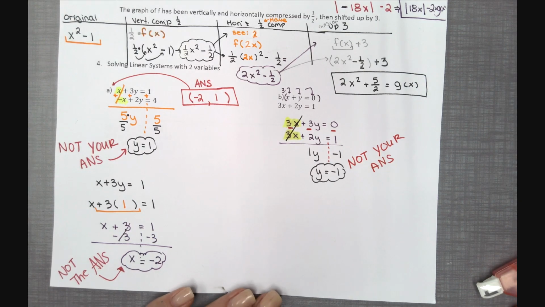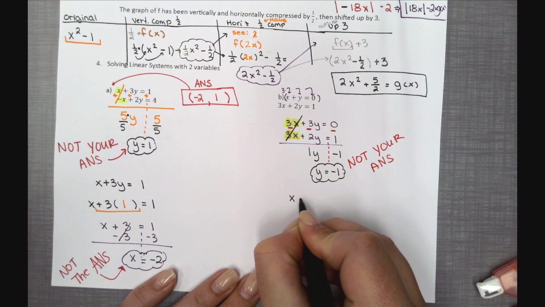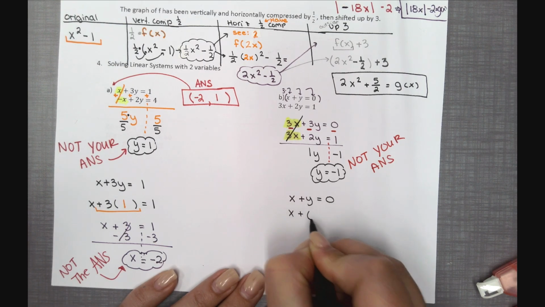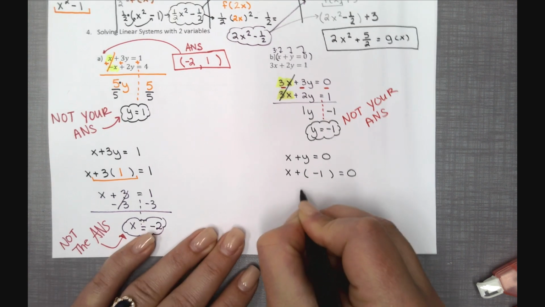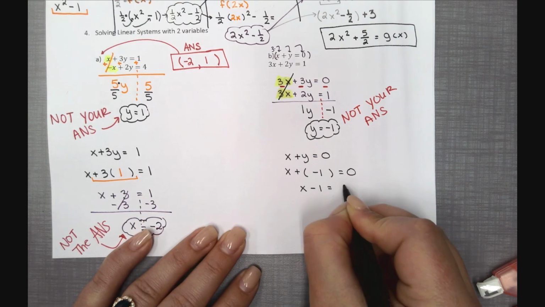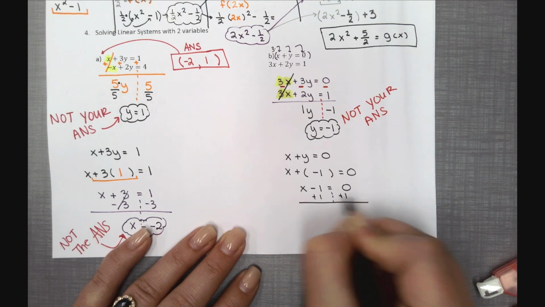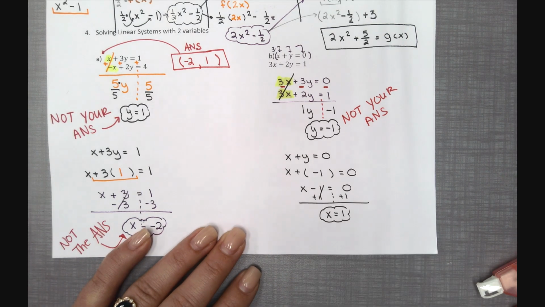Pick one of the original equations. I usually choose the first one. First one unaltered is x plus y equals 0. I'm going to open up for y because that is what I solved for. I have x minus 1 equals 0, dotted line for balance, add 1 to both sides, and this is x equals 1. Again, this is not your answer.